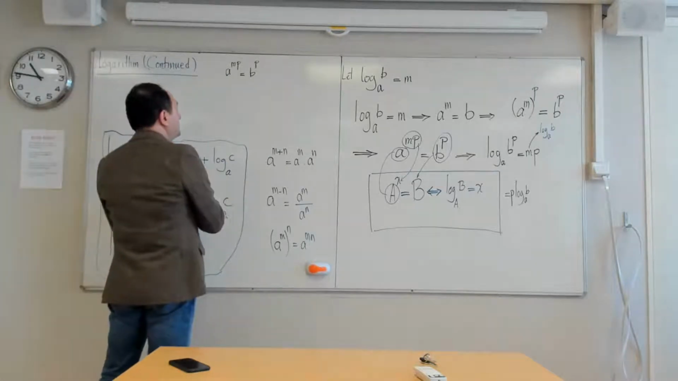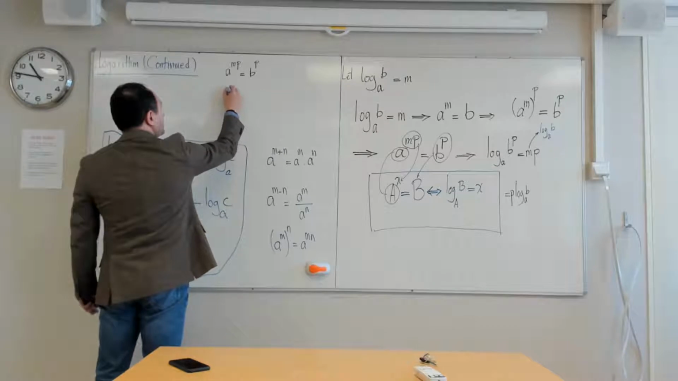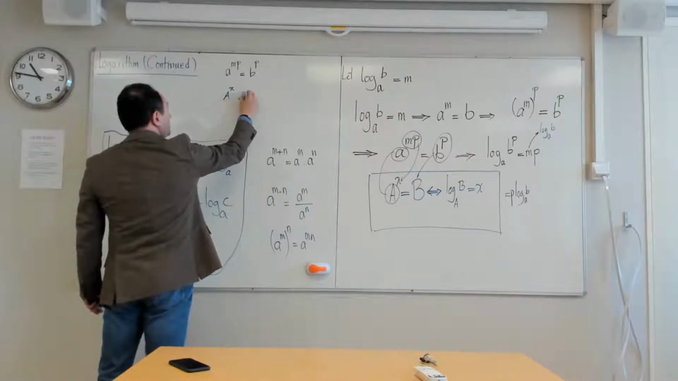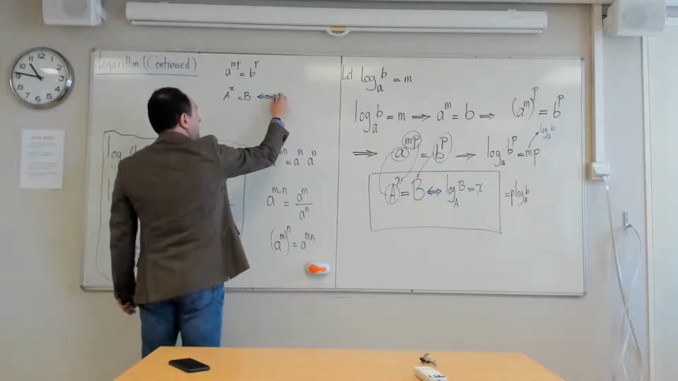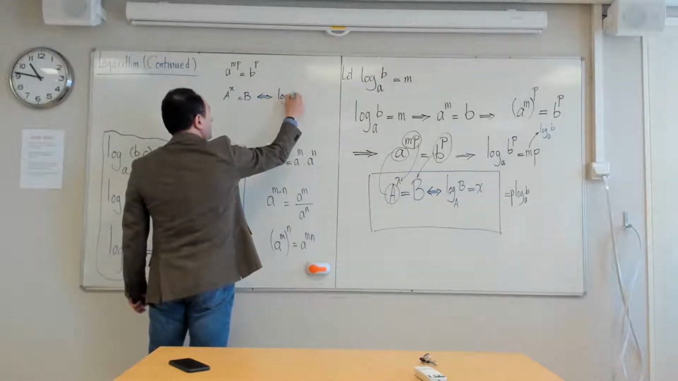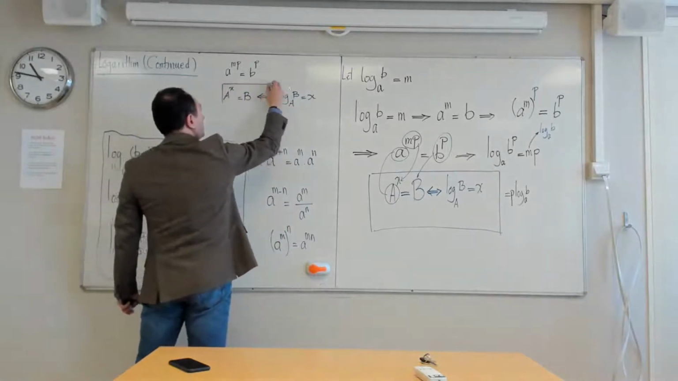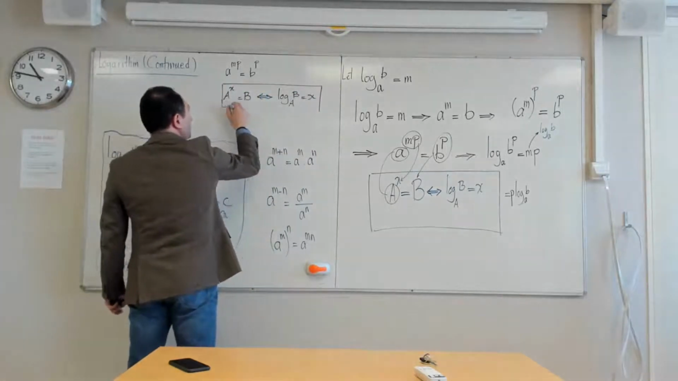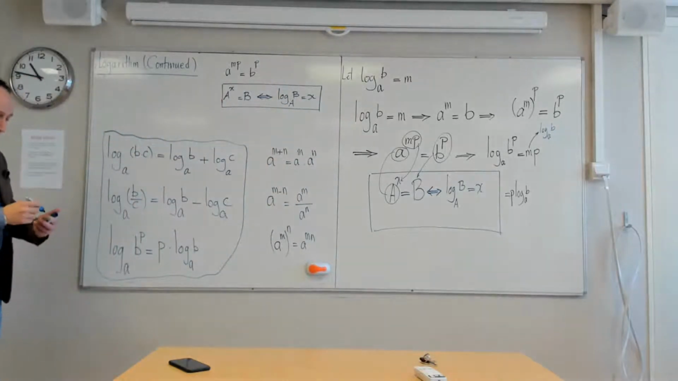And then I write this with blue. Let me write it here: a to the x is equal to b. We know how to translate it into logarithmic language. It becomes the log of b in base a is equal to x. This is something definitely you need to know by heart. Otherwise you don't know anything about logarithm at all.